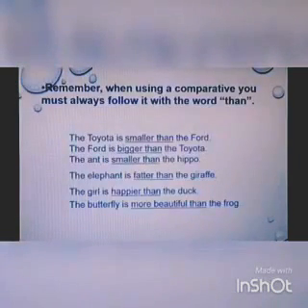Now, remember, when using a comparative, you must always follow it with the word than. As I said before, than goes after the adjective. The Toyota is smaller than the Ford. The Ford is bigger than the Toyota. The ant is smaller than the hippo. The elephant is fatter than the giraffe. The girl is happier than the duck. And the butterfly is more beautiful than the frog. As you can see, the than always goes after the adjective.